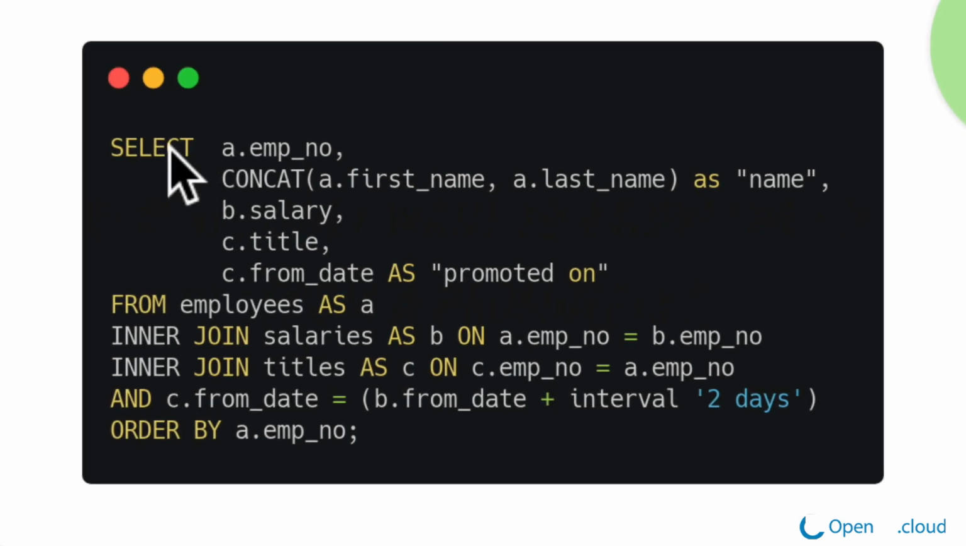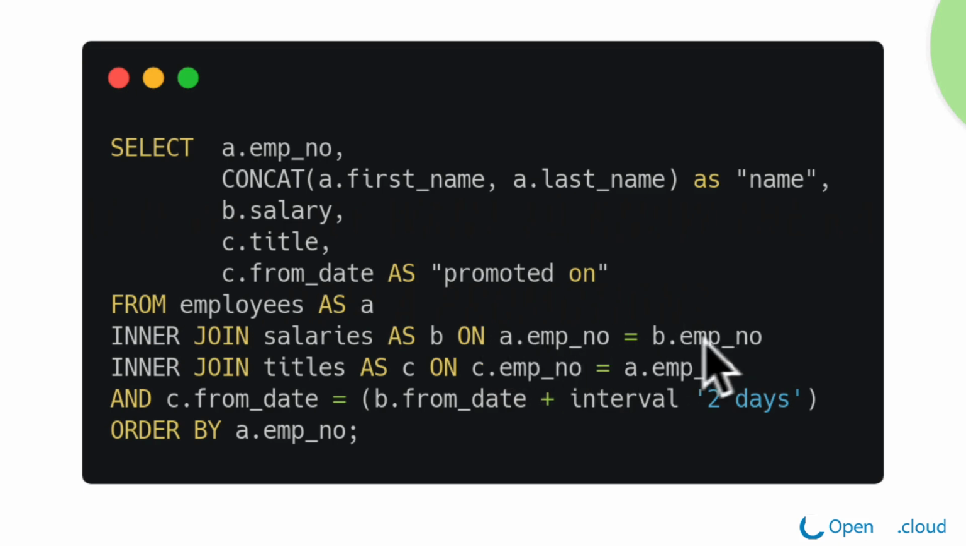Well, if we were to select from 3 tables, you can see the query over here. Select a.employee number. We're concatenating the first and last name still. We're getting salary from the salary table. We're getting the title from the title table. And we'll get the from date from the title table so that we know when you were promoted, on what date. So we're joining employees to salaries on the employee number of A.